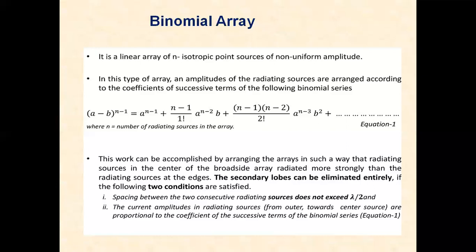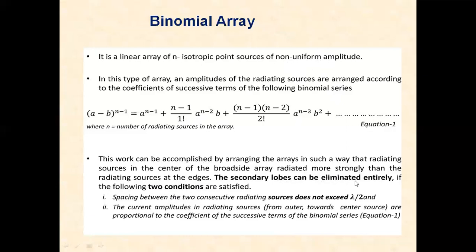A binomial array is one in which the amplitudes of the elements of the array are arranged according to the coefficients of the successive terms of the binomial series. A binomial array is a non-uniform array since the amplitudes of all the elements will not be equal. So it is non-uniform amplitude. This can be accomplished by arranging the array in such a way that the radiating sources in the center of the broadside array radiate more strongly than the radiating sources at the edges.